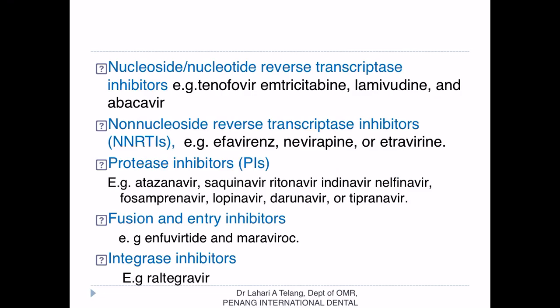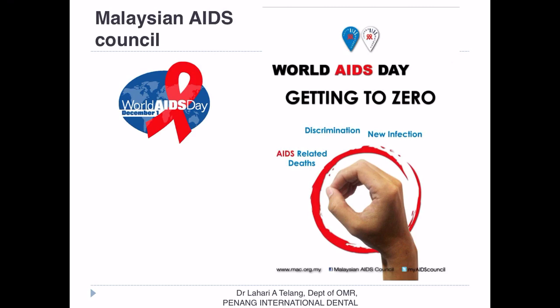So these are some examples of the drugs which are available as HAART. They are under various categories. You are familiar with these terms: nucleoside reverse transcriptase inhibitors, non-nucleoside reverse transcriptase inhibitors, protease inhibitors, fusion and entry inhibitors, and integrase inhibitors. It would be nice for you to look at this website. World AIDS Day is December 1st, and Malaysia is nearly getting to zero, and that's a very good thing. The Malaysian AIDS Council is a very active association. You should see their website for more information.